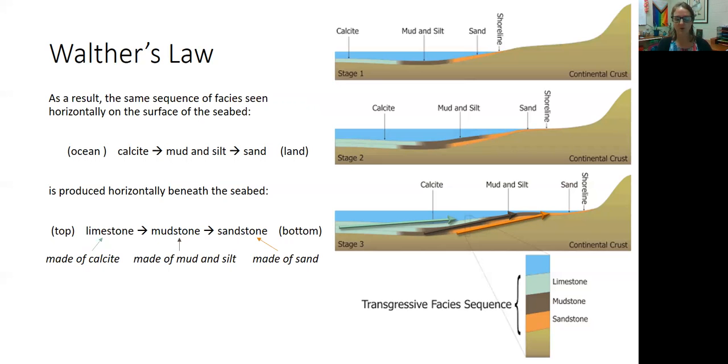From the top of the core to the bottom of the core, it would be limestone, which is made out of calcite, mudstone, which is made out of mud and silt, and sandstone, which is made out of sand. So by looking at a core, I can know, right, how this environment changed over time. If you look at a core and you see that sequence of limestone, mudstone, sandstone, you know that the sea level rose and that all of those environments shifted landward over time.